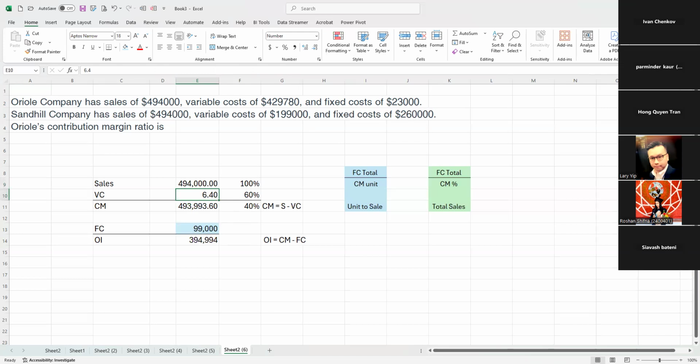So this company has sales of that much, variable cost and fixed cost. The other company has that much variable cost and fixed cost. The contribution margin ratio of this company should be equal to what? So the question is, you have two companies, correct? Yes. And they ask you for the first company. Do I need the second company to calculate the first company? This is my sales in the first company. The variable cost is 429,780. So let's get these percentages equal to this one divided by that one. And then we have the fixed cost, which is 23,123. That's company one.